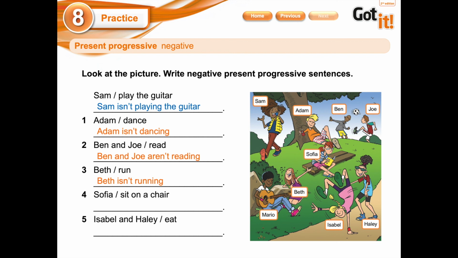Number 4, Sophia sit on a chair. Sophia isn't, remember, it's the same as running, so you double the T. Sophia isn't sitting on a chair. And finally, Isabel and Haley eat. Isabel and Haley aren't eating. Excellent, very good.